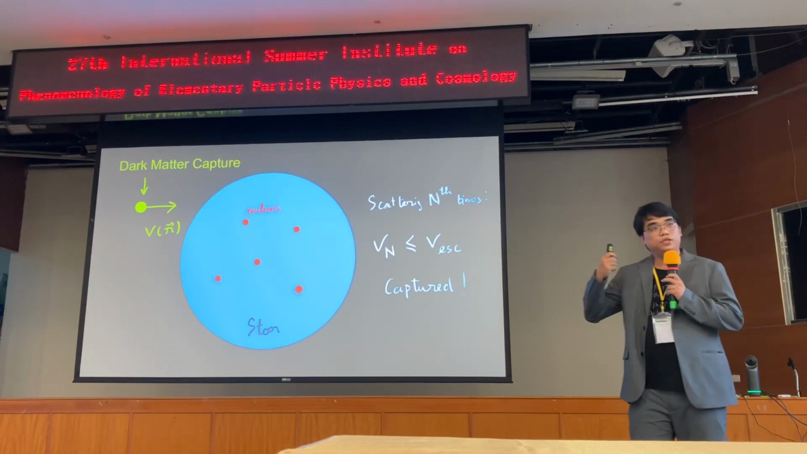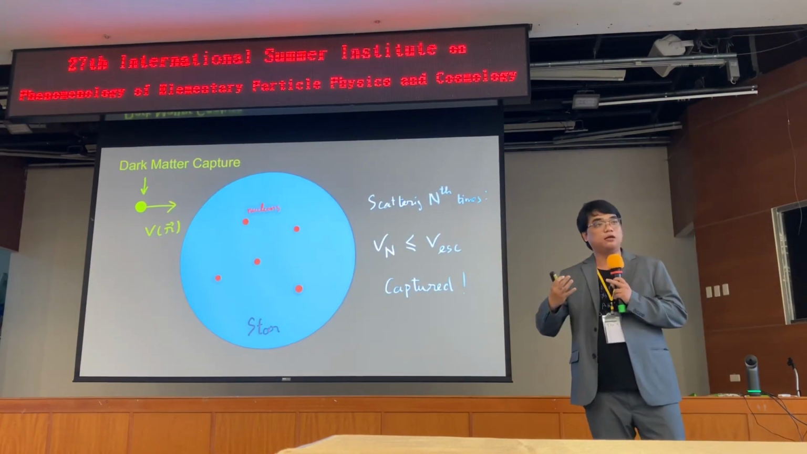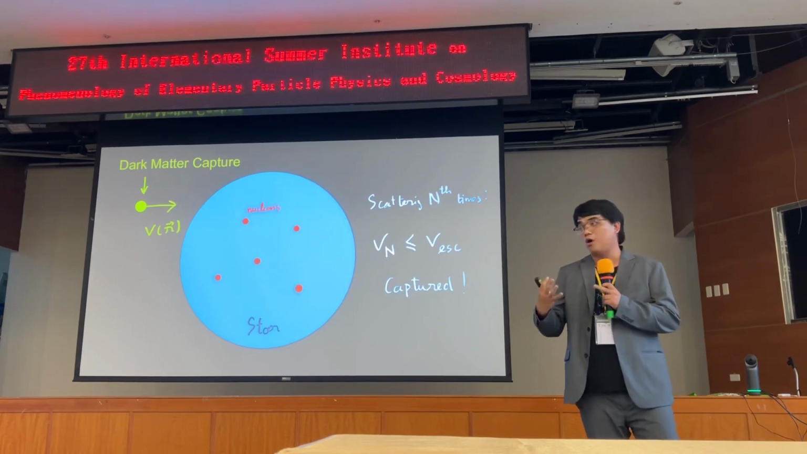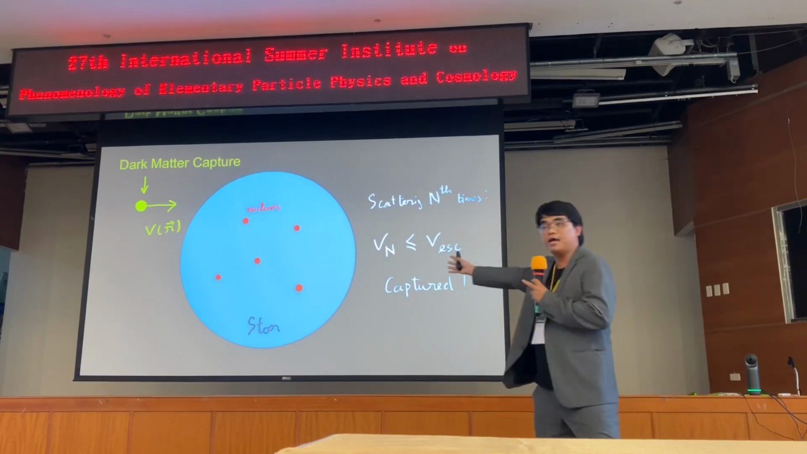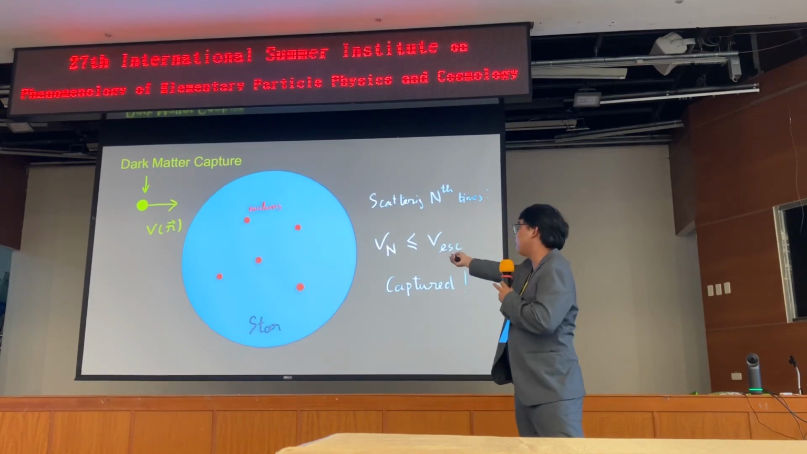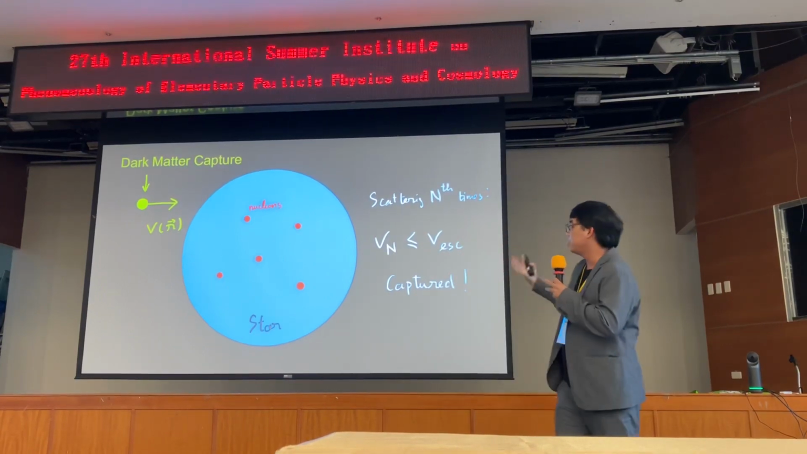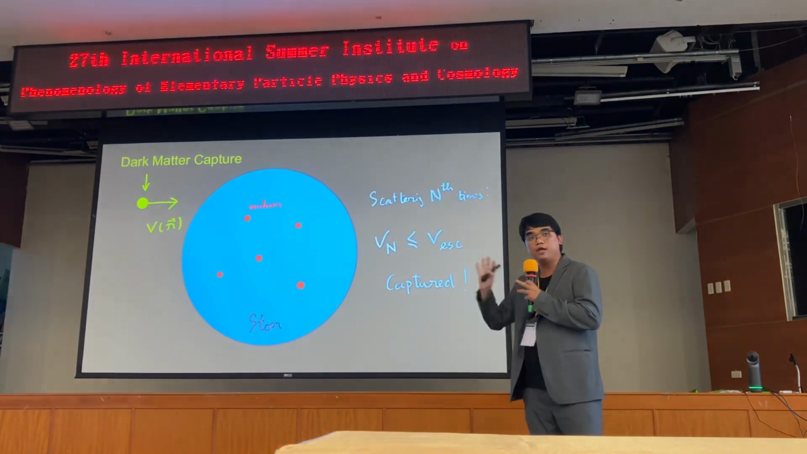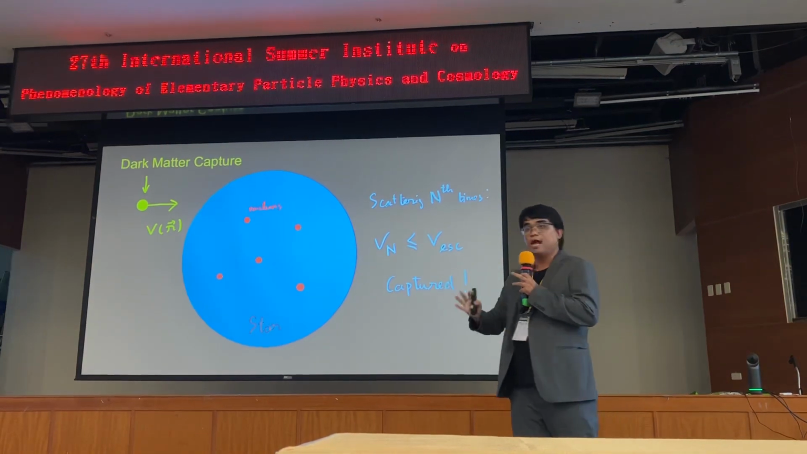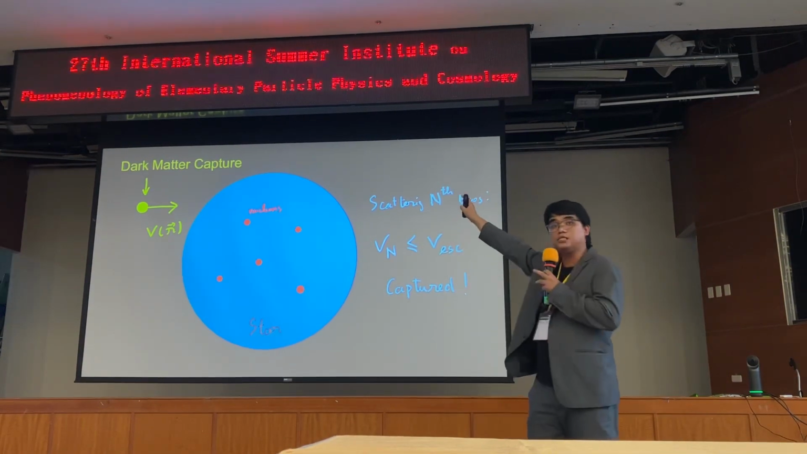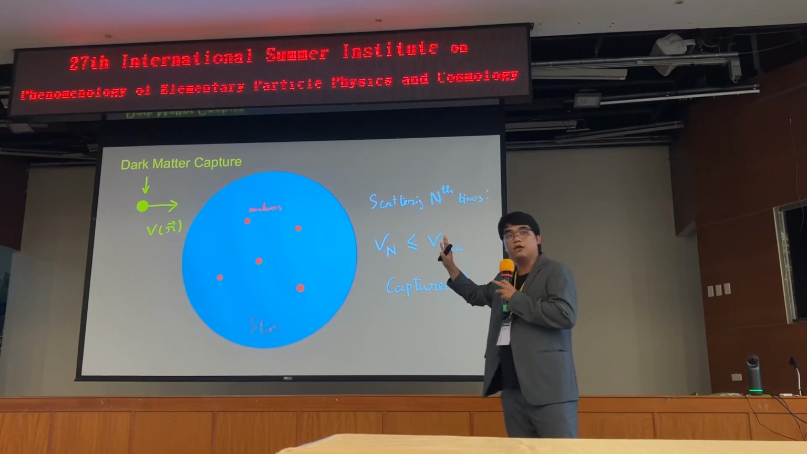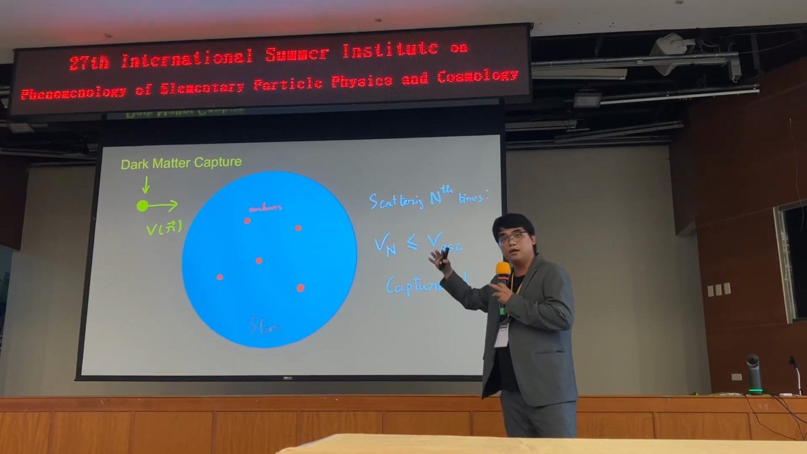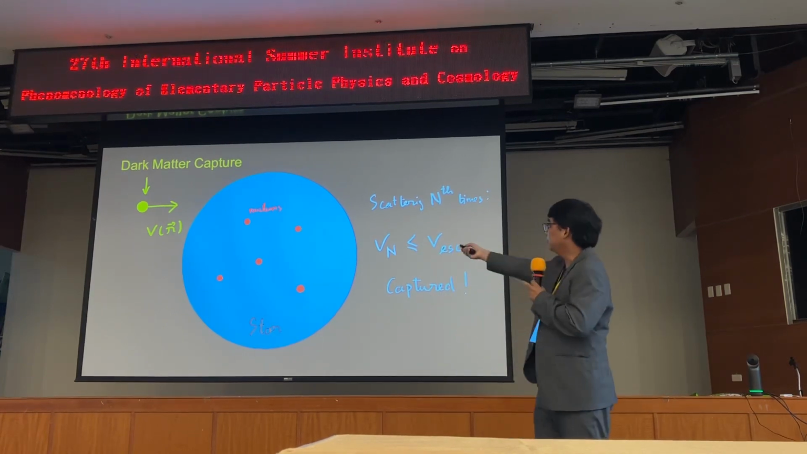So one of the simplest ideas of how dark matter can be captured by a compact object is to consider an arbitrary star made from nucleons or something, and then the dark matter can come in with initial velocity, and after scattering with a nucleon inside the star, it can lose kinetic energy and be captured by the star.